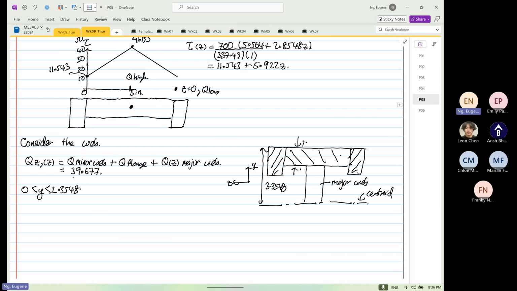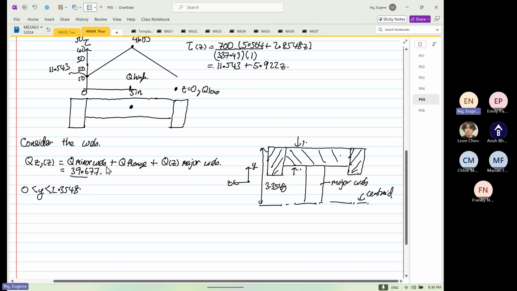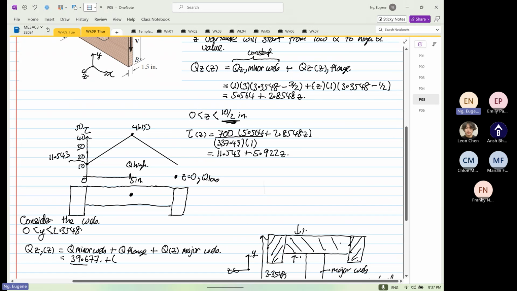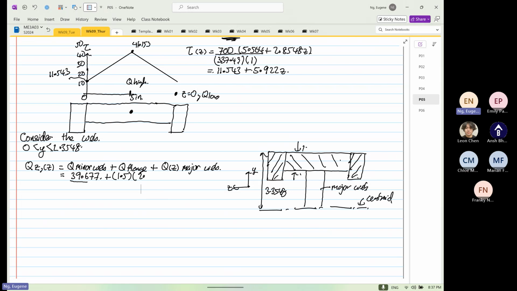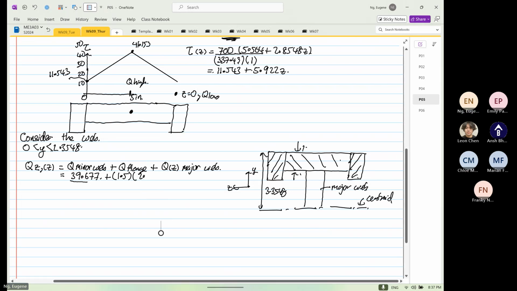We know that this value, okay, in fact, I do apologize. Consider the web. Okay. This has to be a head. Right. So plus. So we know that the width is constant, right? The width is equal to what? 1.5. Okay, so the width is constant. The Z is now 2.3548, 2.3548.